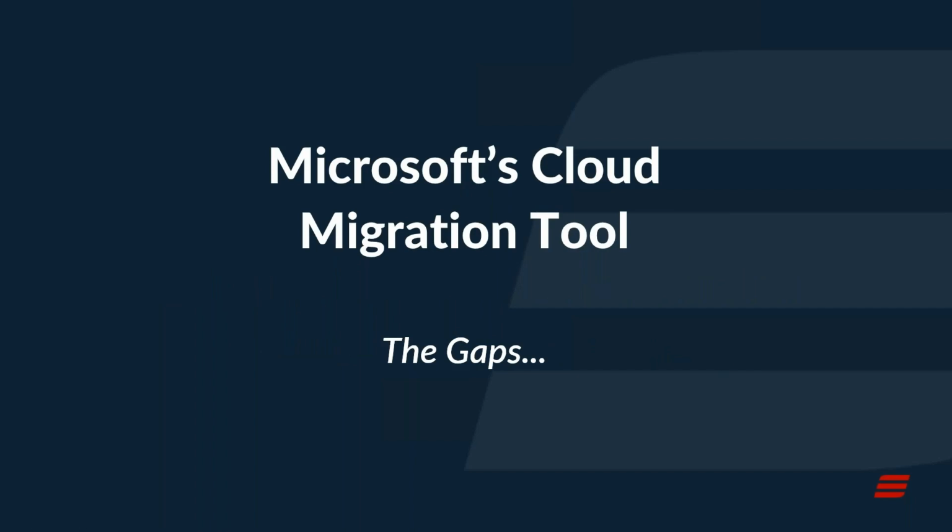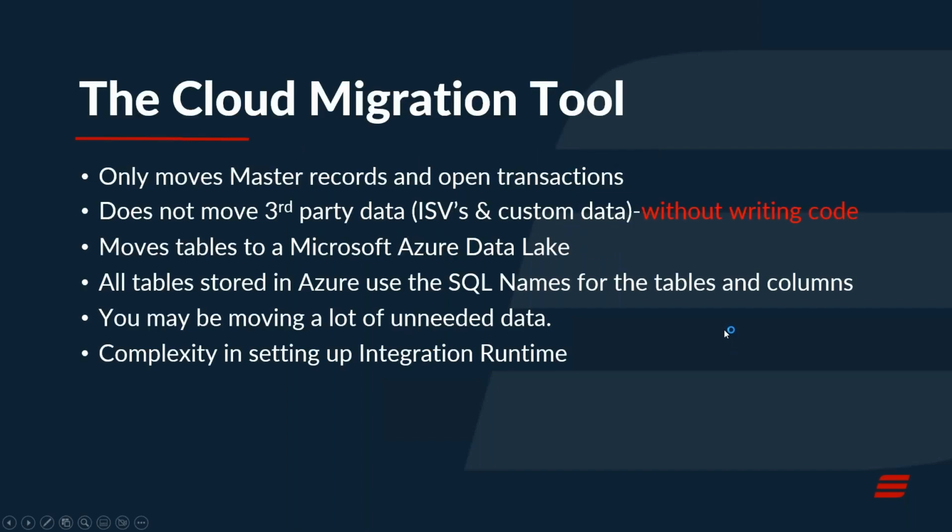Many of you may have had some exposure to what is available from Microsoft's cloud migration tool. So let's talk about what some of the things there are, and maybe what some of those gaps are. There's kind of two parts to this, and I'll be really careful here. Part of the cloud migration tool grabs some of the master records and open transactions, and moves that information to the Business Central tenant. So that's certainly one part of it. We're going to draw some comparisons to what E1 offers on that a little bit later.